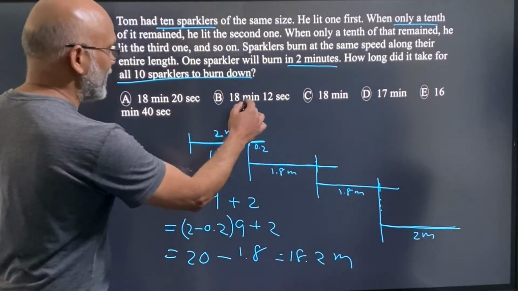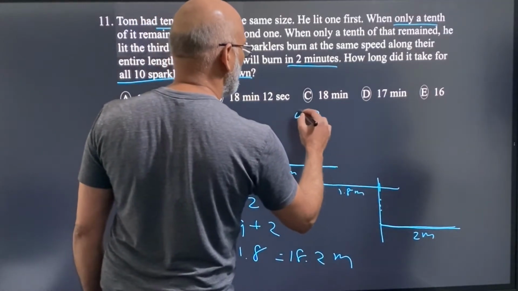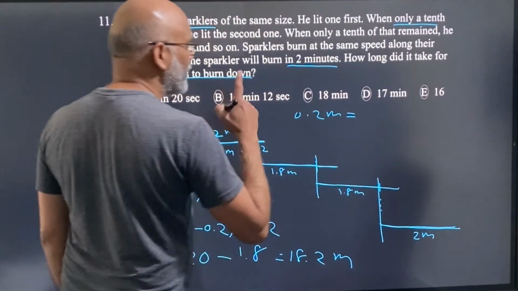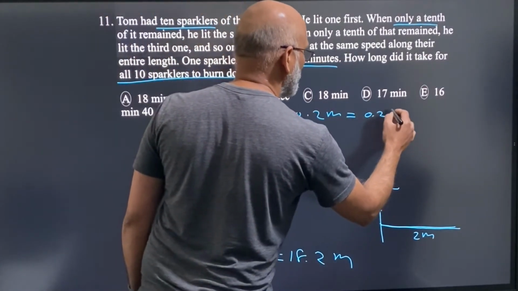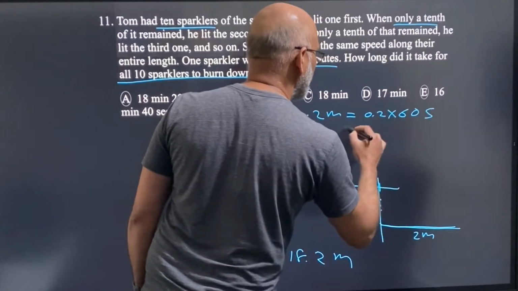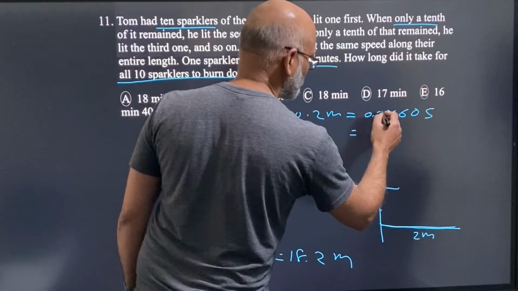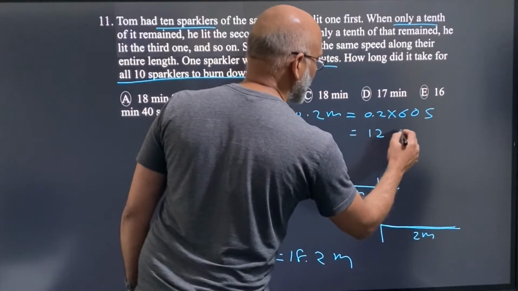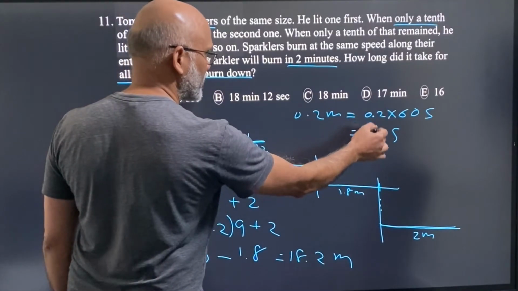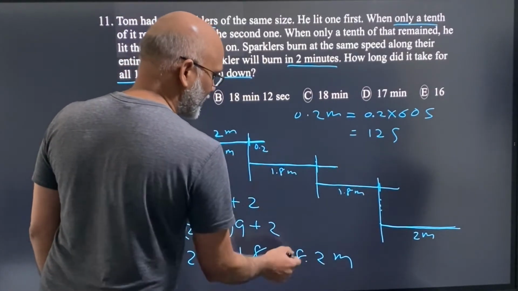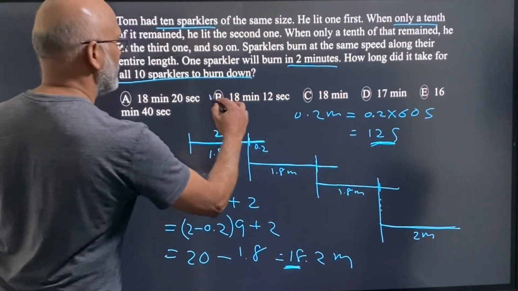So all right, so minutes and seconds. So what is 0.2 minute? 1 minute is 60 seconds, right? So 0.2 times 60 seconds. 0.2 is basically 12 seconds, right? So 2 times 6 is 12, and then there is a decimal point, so this is 12 seconds. So the total is 18 minutes and 12 seconds. Then B is the correct choice.